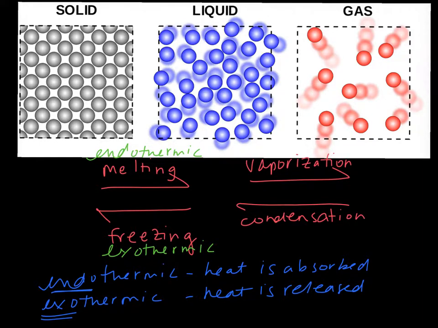All right. And so again, whenever it goes from a liquid to a gas, it has to absorb heat, and it turns that heat into kinetic energy so that the gas molecules can move more. And so it's going to be endothermic for vaporization and exothermic for condensation.